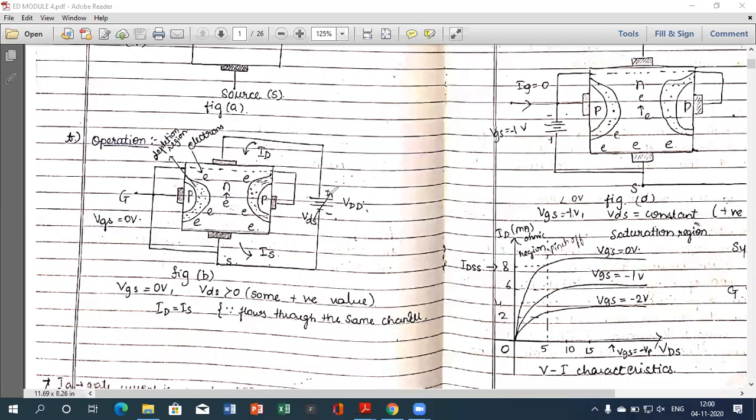So here, the positive terminal of the supply is directly connected to the N-type material through the metallic contact. Therefore, we can say that the electrons in the channel will be attracted towards the positive terminal of the VDS, correct?